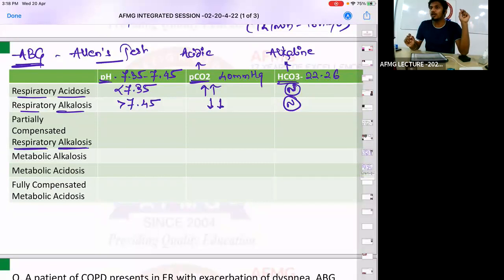So respiratory alkalosis means which should be affected, CO2 or bicarbonate? Respiratory alkalosis. So which value should be abnormal? PCO2 or bicarbonate? Respiratory है तो so alkalosis है तो PCO2 should be high or low? Low. PCO2 should be low. ये फंडा समझ गए? It is respiratory alkalosis. Now body is trying to compensate.